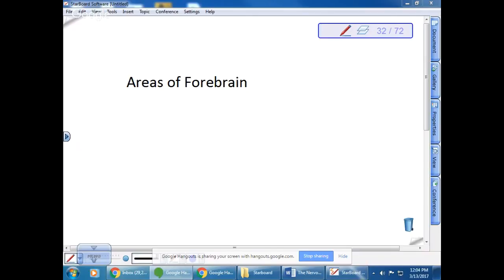And so what is the largest part of our brain, which is also part of the forebrain? Cerebrum. Right? So the cerebrum consists of two cerebral hemispheres.